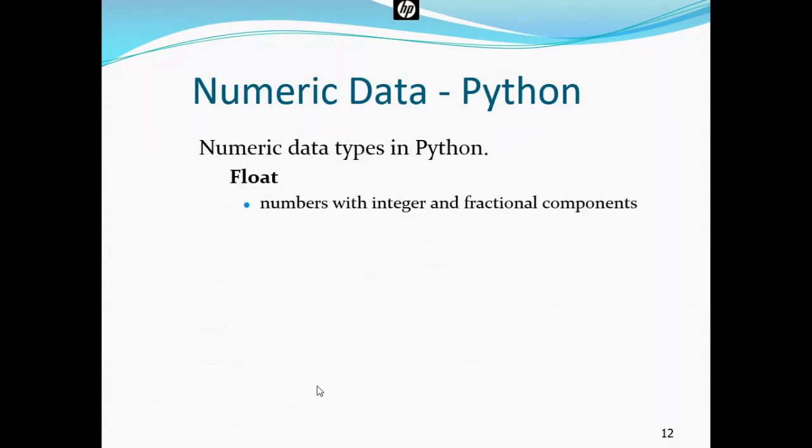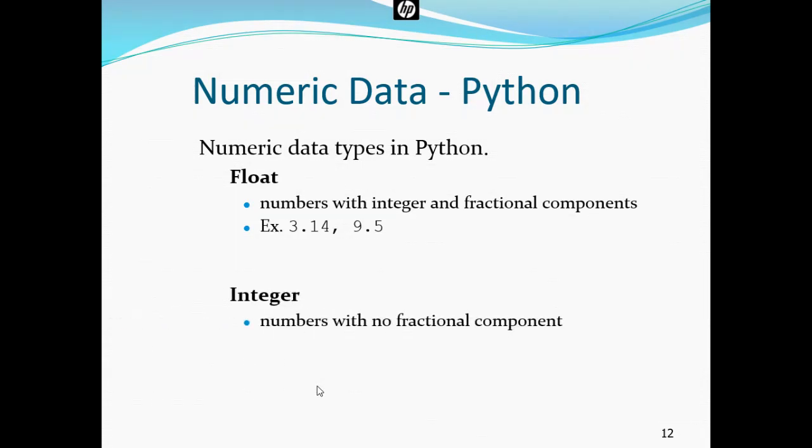Okay, and then as I said, there are different types of data, numbers. Numbers can be either a float or an integer. A float basically has a decimal. It says fractional component, which just means there's a decimal in there. And an integer is just whole numbers, as you can see in that example.